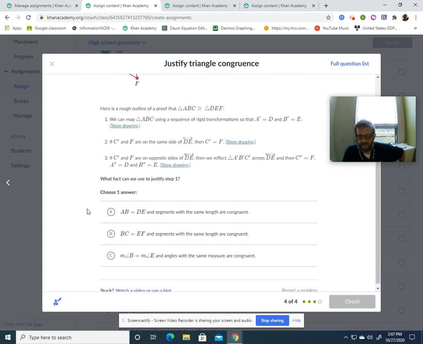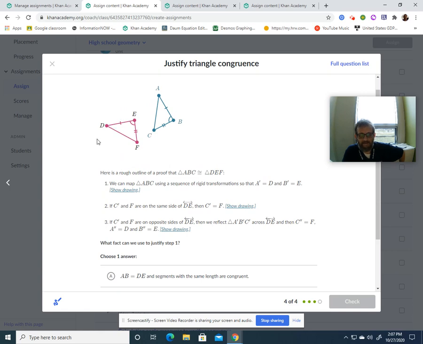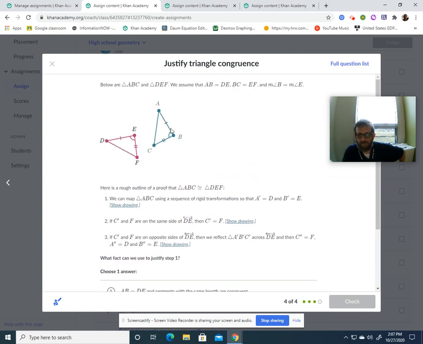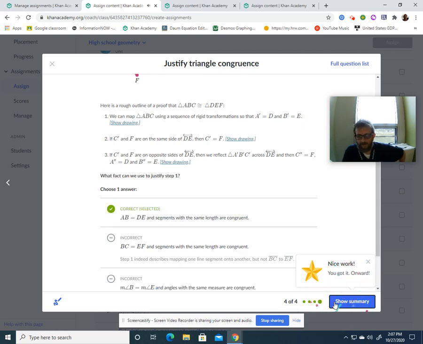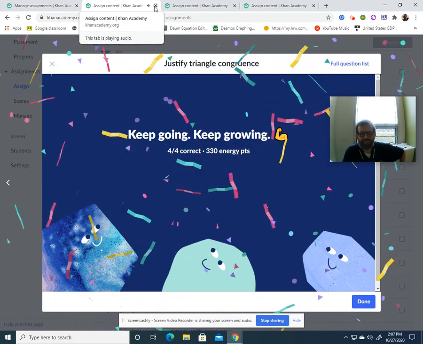What is our justification? It says A, B, and D, E are segments with the same length, are congruent. B, C, and E, F are segments with the same length. Well, B, C, and E, F may be, but that's not what we're talking about. We're talking about A, D and B, E, so we're not talking about this one. And then we weren't even talking about angles. So the reason we can justify it is because they are of the same length. Okay, now, I think that was a pretty tough one, but hopefully that helps.